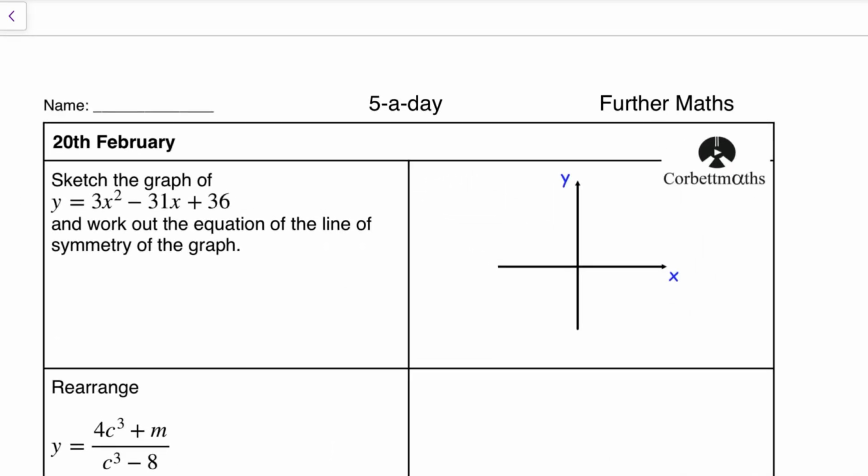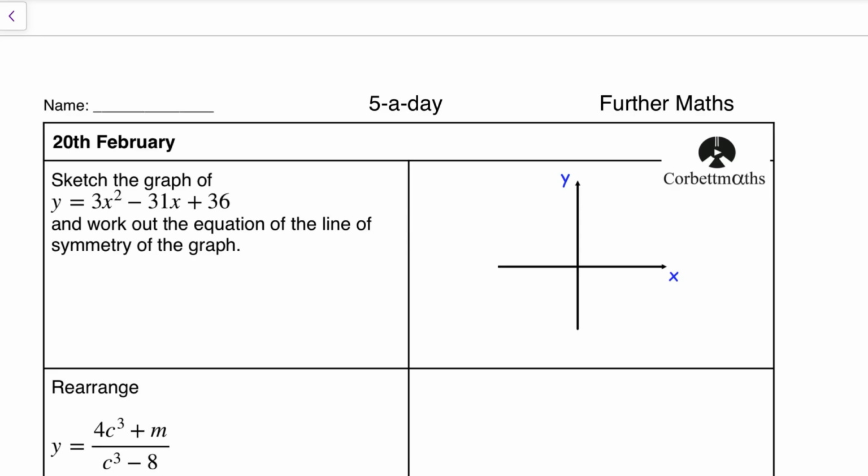All right, so we have a sketch the graph of. Now, sketch means a couple of things. One means I need to do any crossing points on the X or Y axis. It means I need to get the shape correct. And here, very specifically, it says work out the equation of the line of symmetry of the graph. In other words, I need the vertex. So it might be easy to just try and factorize this. Let's just have a go.